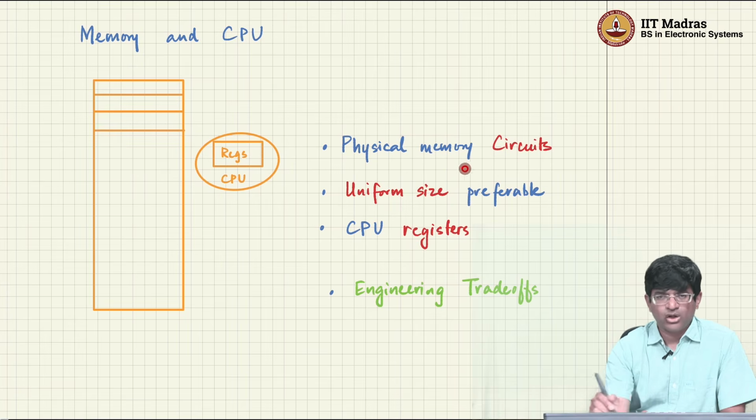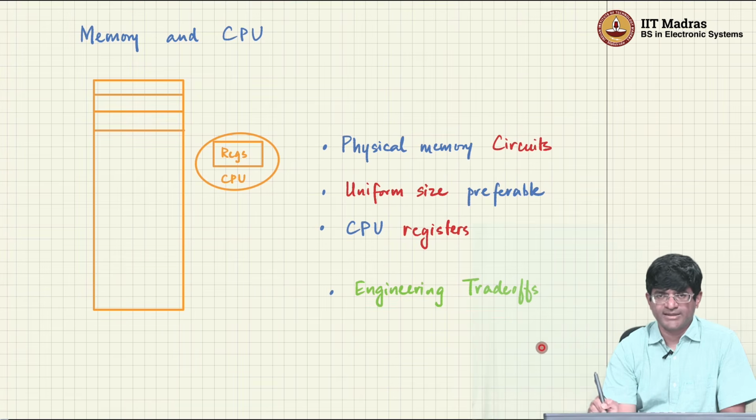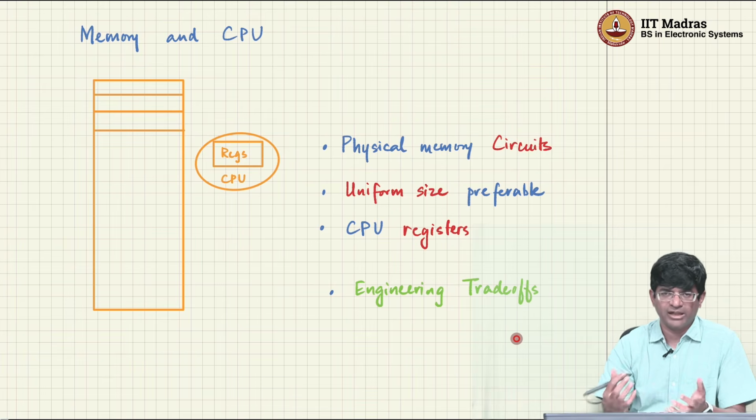And once we take all of these things into account, the fact that we have physical circuits, we would like to have uniform sizes for the numbers, and there are all these registers that need to be implemented and are in turn feeding into the ALU, we come across what is called a trade-off. In engineering, a trade-off basically happens when you have to make a choice. There are two or more possible solutions, each of which has its own merits and demerits. So having just 8 bits probably means that your CPU is going to be small and fast, but it also means you have only a few numbers that you can represent.